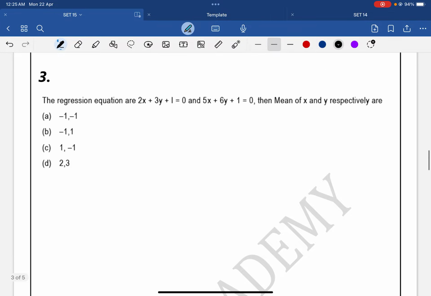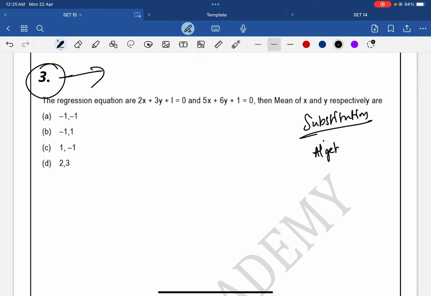Now question number 3. We can do it in two ways. One is the substitution method, where we substitute the options and get the answer, or we go with the algebra method, solving the simultaneous equations. I will always prefer the substitution method. Take option A, substitute minus 1 in this x, this is the x value, this is the y value. Minus 2, minus 3, plus 1 is not equal to 0, never, so it is not my answer.